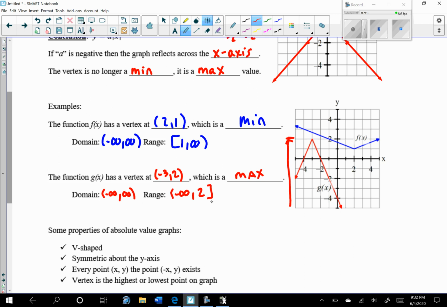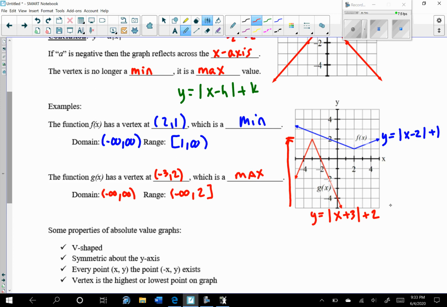Now for these, we could also practice writing the equation for them. So remember that y equals the absolute value of x minus h plus k. So you just need the vertex, which we have. If I wanted to write the equation for the blue graph, this would be y equals the absolute value of x minus 2 plus 1. And if I wanted to write the equation for the graph in red, the vertex we know is at negative 3, 2, so y is equal to the absolute value of x minus negative 3, so plus 3, and then plus 2. So that would give us our equation.